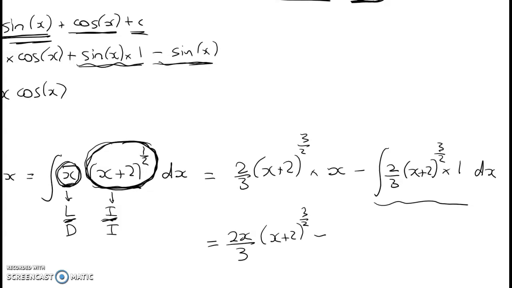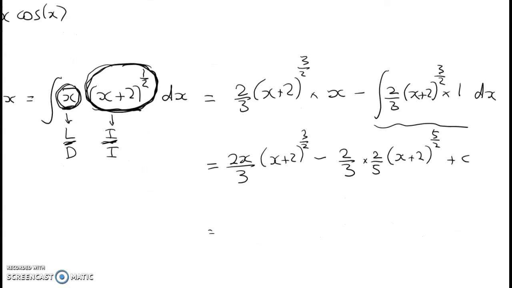I'm going to have 2/3. I'm leaving a gap for an adjusting coefficient. I've increased the power by 1 to 5 on 2, and now I need to multiply by the reciprocal of 2/5, and I need plus c. So that gives me 2x on 3 times x plus 2 to the 3/2 minus 4/15 times x plus 2 to the 5/2 plus c.